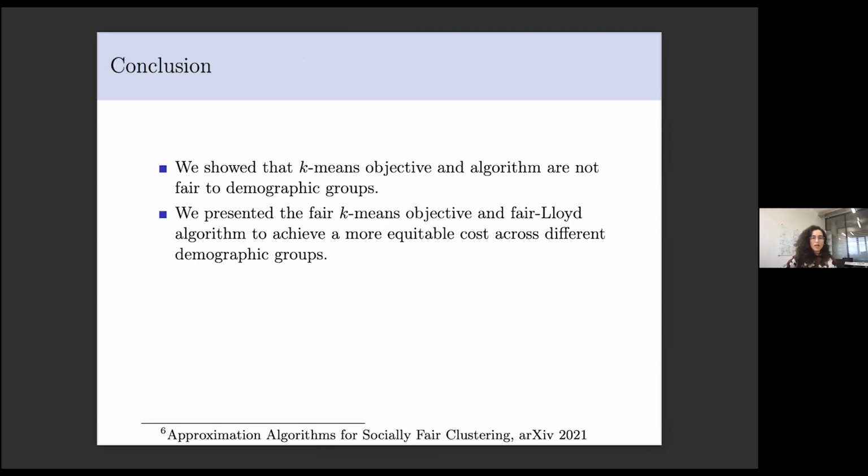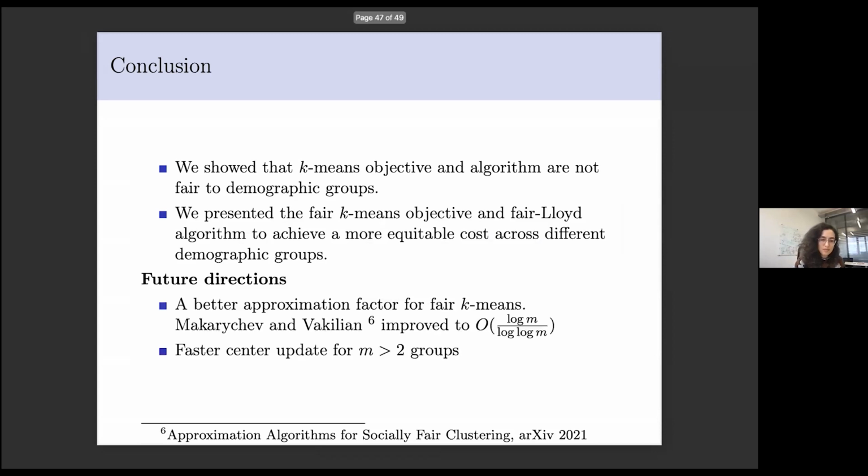Okay, so in conclusion, we talked about k-means, and I showed some human-centric applications where k-means could result in a solution that is less favorable for some demographic group in the data than the others. Then we proposed a min-max notion of fairness for k-means, and very importantly, we defined a very simple modification of Lloyd that could actually be used in practice to achieve a fair solution.